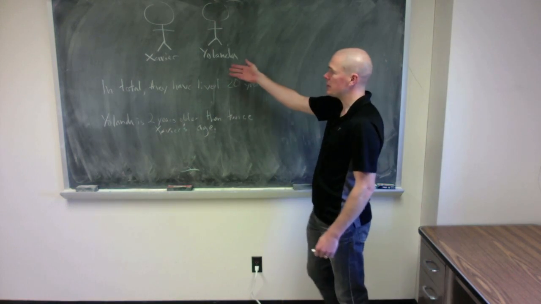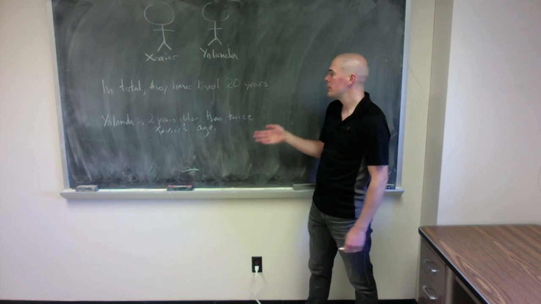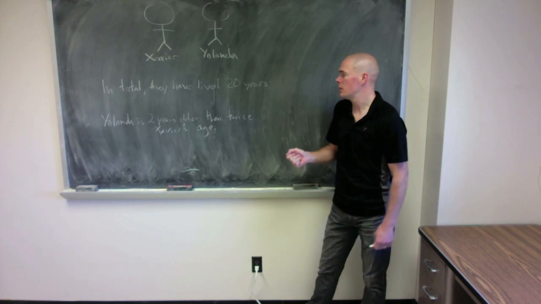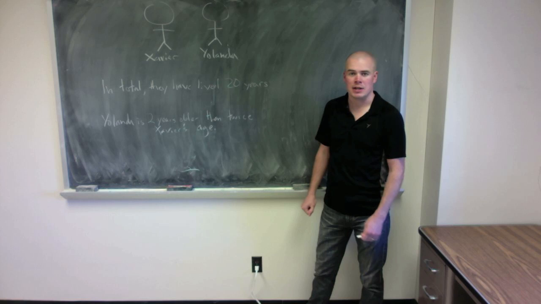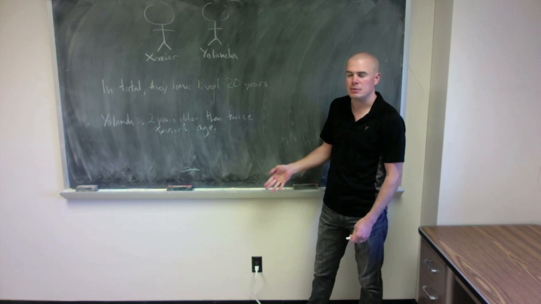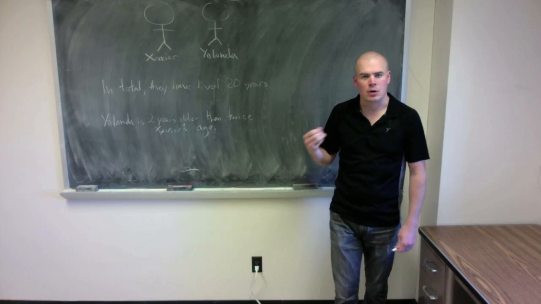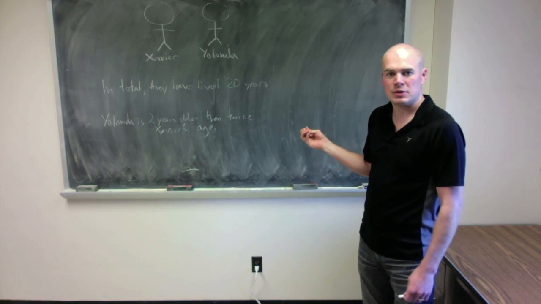I've got some siblings, Xavier and Yolanda, and I know some information about them. One thing I know is that in total they have lived 20 years. But I also know that Yolanda is 2 years older than twice Xavier's age. How I know these things without knowing their actual ages, who knows. But it's kind of a fun puzzle. So our goal is to set this up using linear equations and then be able to solve the problem.